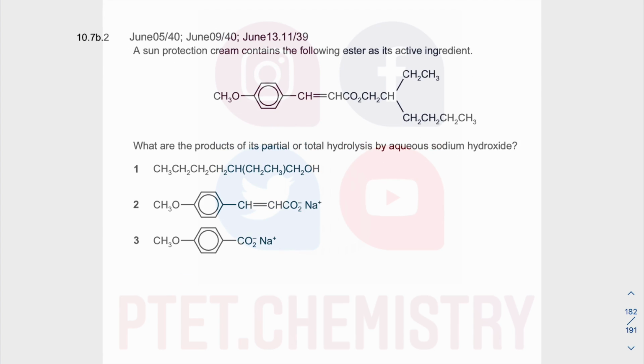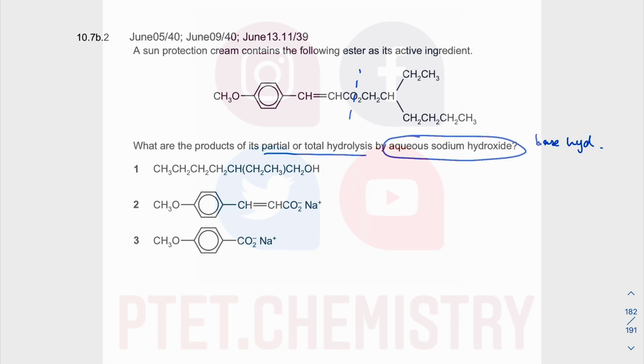Moving on to the next question. This is again about hydrolysis, partial or total hydrolysis, with aqueous sodium hydroxide. In this question, they are not talking about separation by distillation, so we can be thinking about getting the carboxylate salt. This is the base hydrolysis of the ester. Where's our ester? Our ester is here. Okay, so I'm going to have a bracket like that.